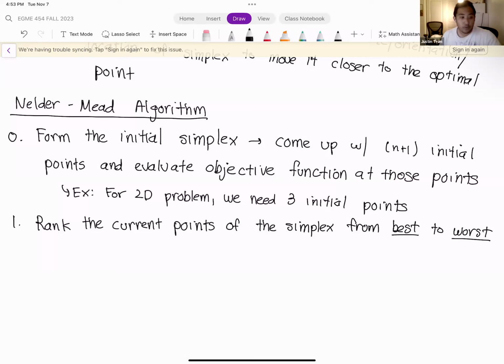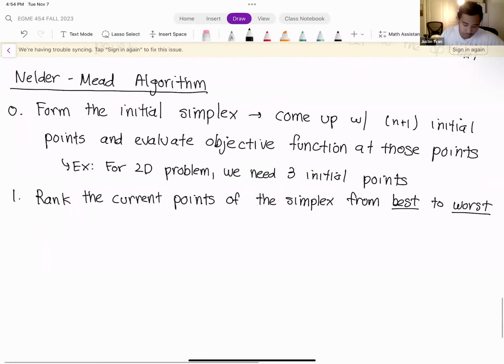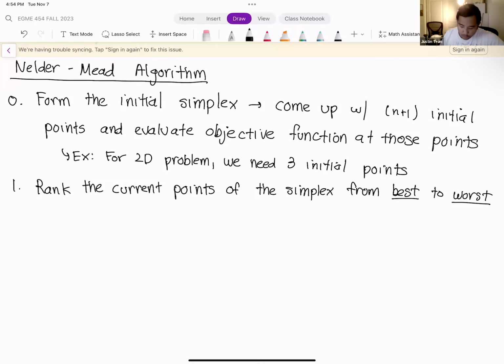All right, so this is really important because what we're going to do is steadily move the simplex towards that optimum point. And then based on what you find from this ranking, you can launch into different operations.